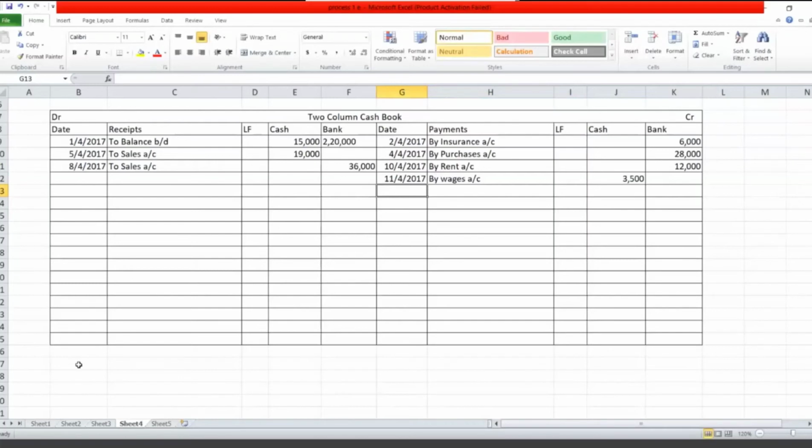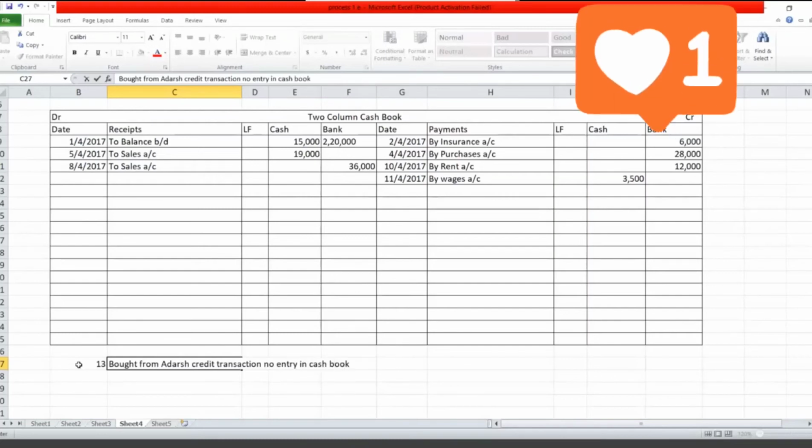So write down what was the date on. 13th. Sold, not sold. This is purchased. Bought from others. Credit transaction. No entry in the cash book. We will be doing the entry in the purchase book, not here. So no need to show that one.